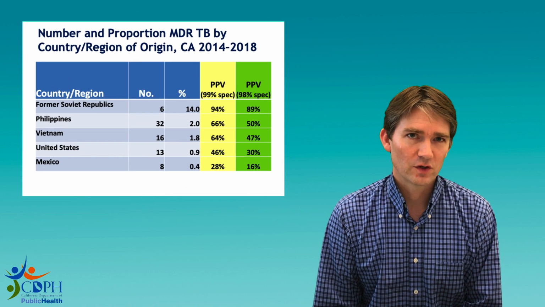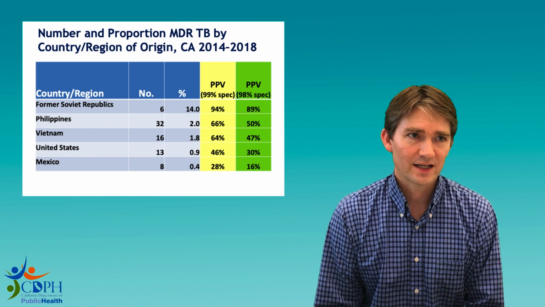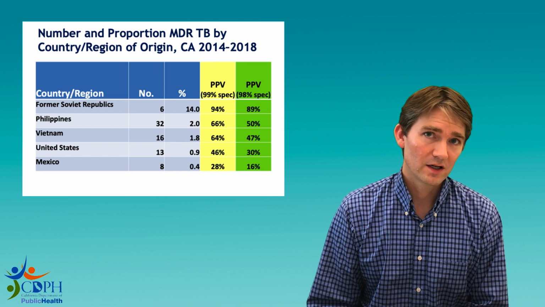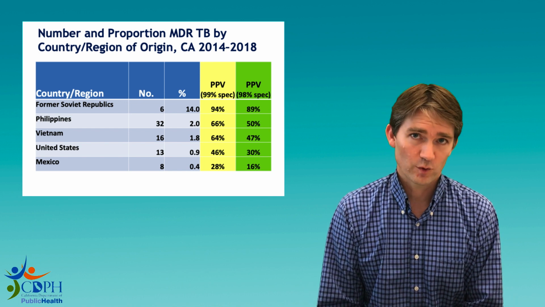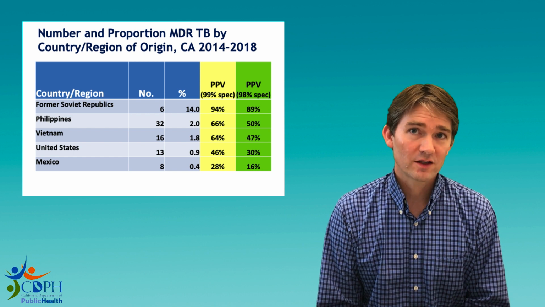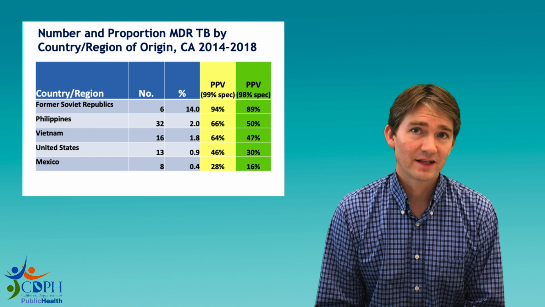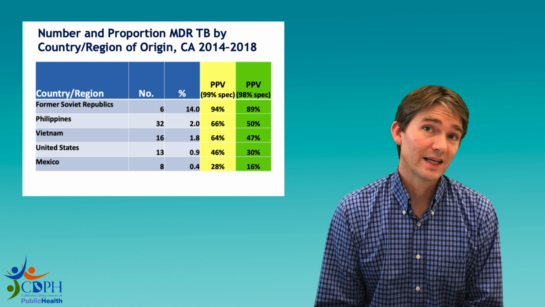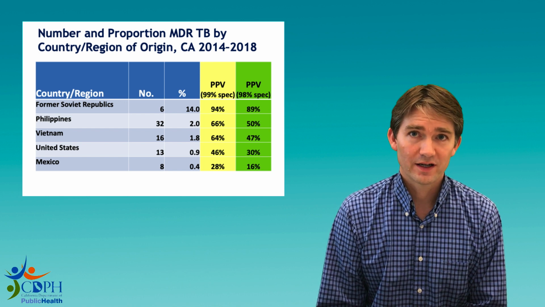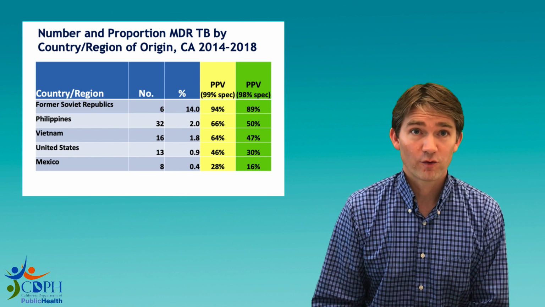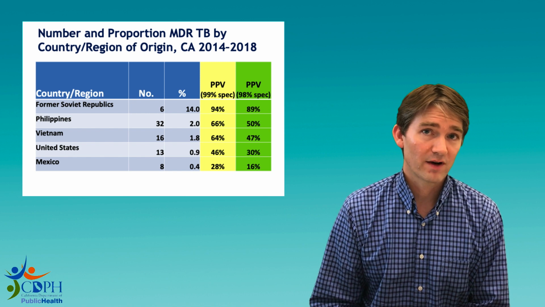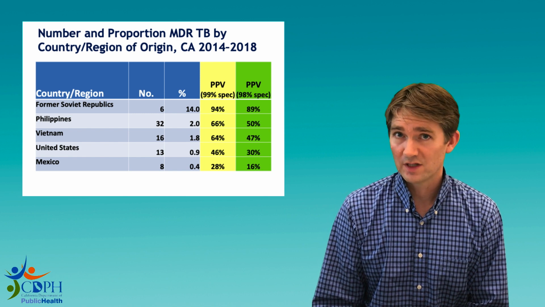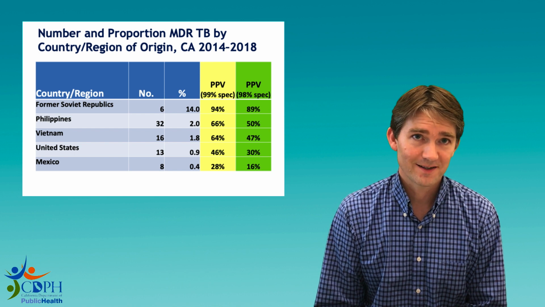On this slide, I'm showing a selection of these countries and their data in a table. You can see at the top, former Soviet republics, the proportion of cases that are MDR TB is 14%. When you look at those other columns that I've added, the positive predictive value for a test that's 99% specific or 98% specific, like the Xpert MTB/RIF assay, you can see that it performs quite well when the prevalence of rifampin or MDR resistance is high, so 94%, 89% positive predictive value.